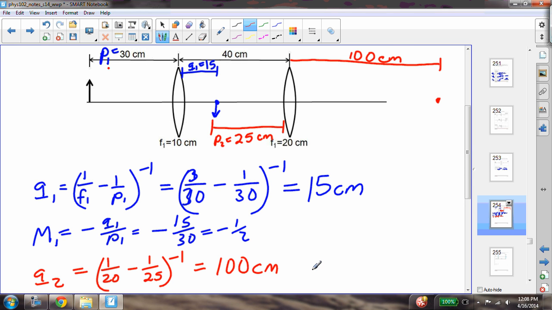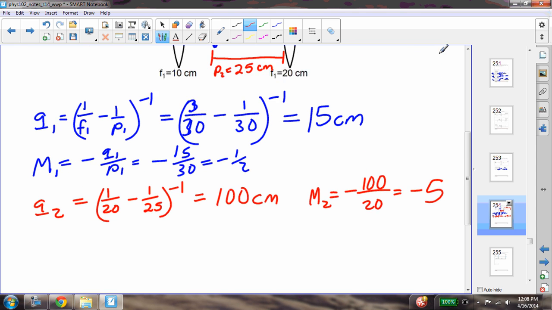And then I can also calculate my magnification. M2 will equal negative Q2 over P2. That's negative 100 over 20. That's going to be negative 5. All right, so my image now is inverted. That is, it takes this, which is upside down, and it's going to flip it, and it's going to make it 5 times as big. All right, so this is roughly going to look like this. That's going to be our final image.